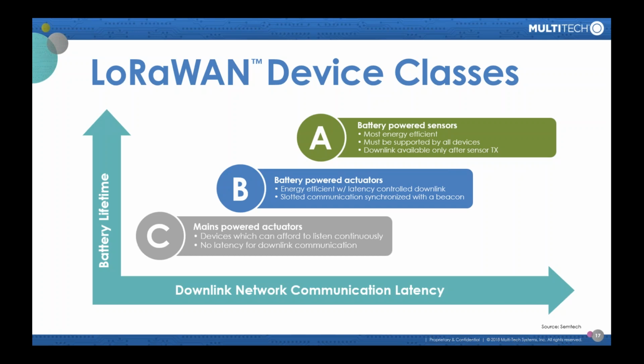Class C, however, which was the second class that was introduced, is very good when it comes to firmware over the air updates, multicast, and full duplex communication. And that class is always on. It means continuous.